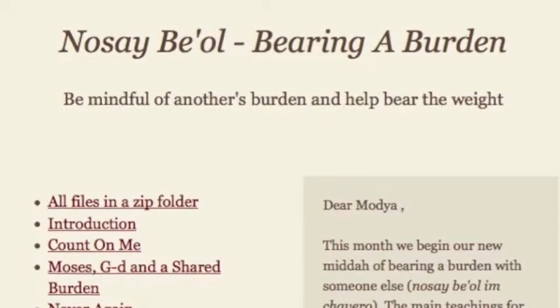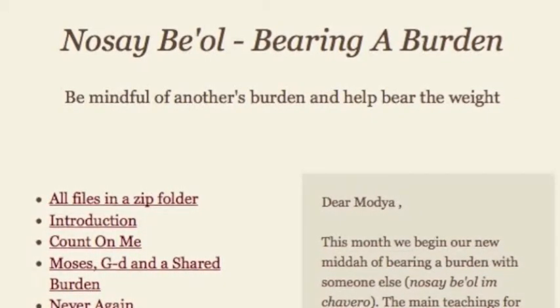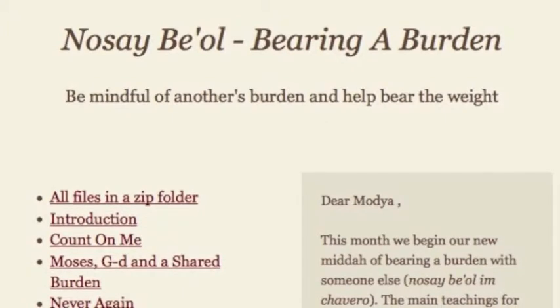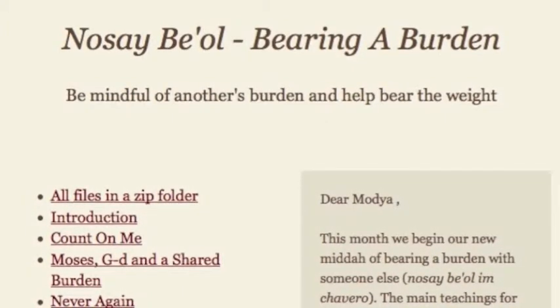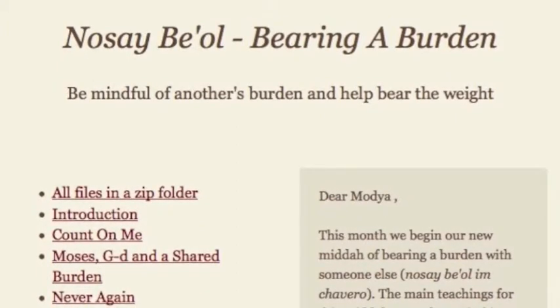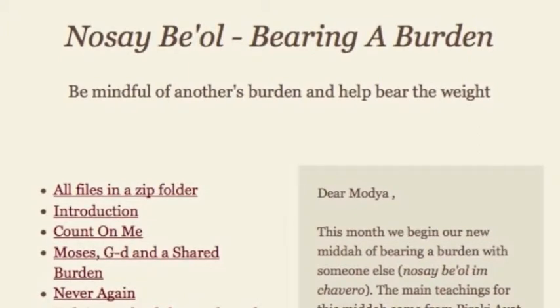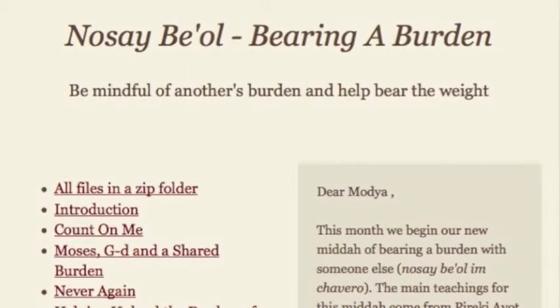On the first of each month, you'll receive an email with links to a whole set of readings, usually 5 or 6 readings, each one between 1 and 3 pages. And the readings are all on the same Middah, but they come at that character trait from different perspectives. So that's the first piece, is to read over the course of the month each of those readings.